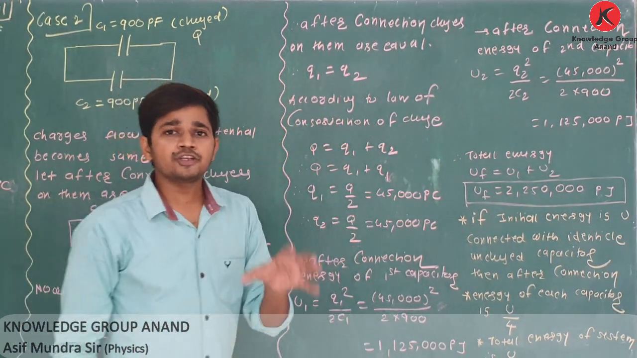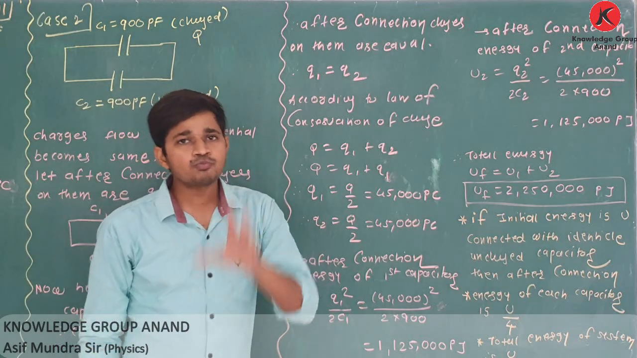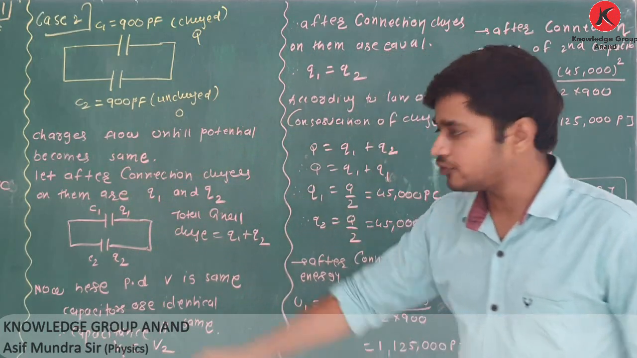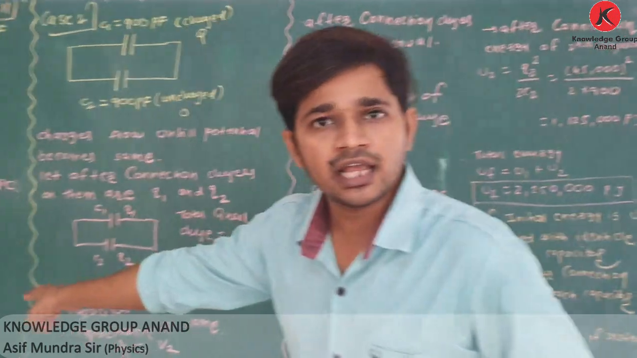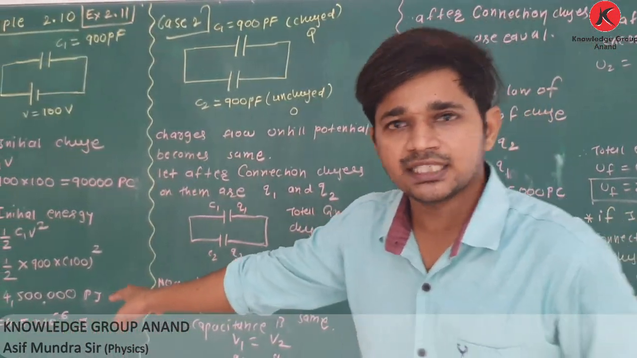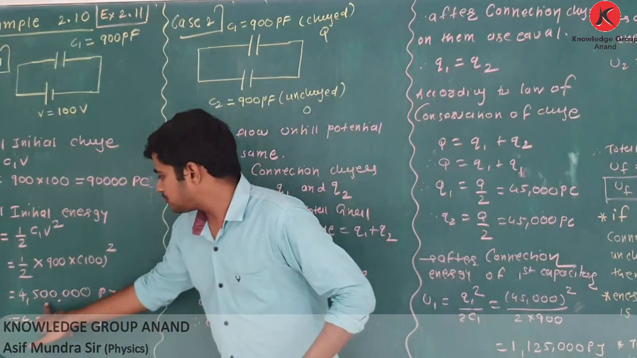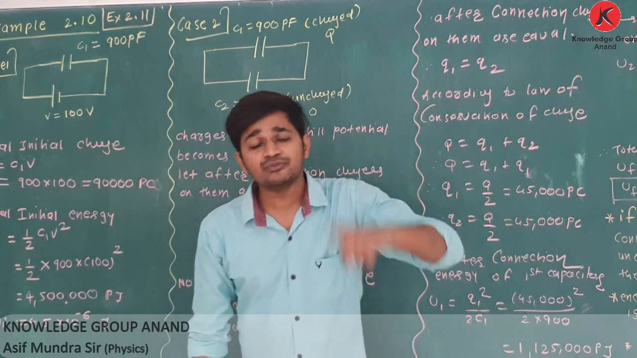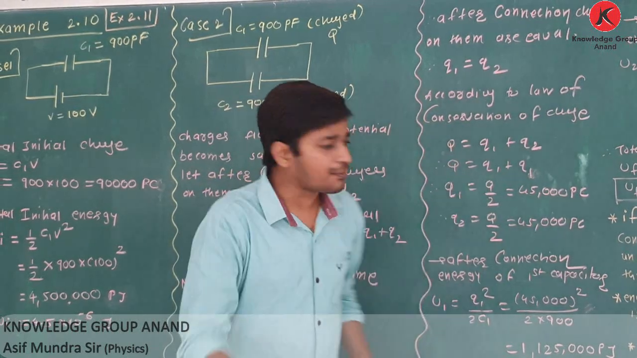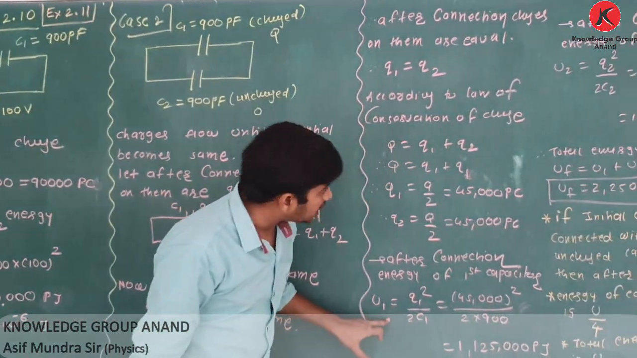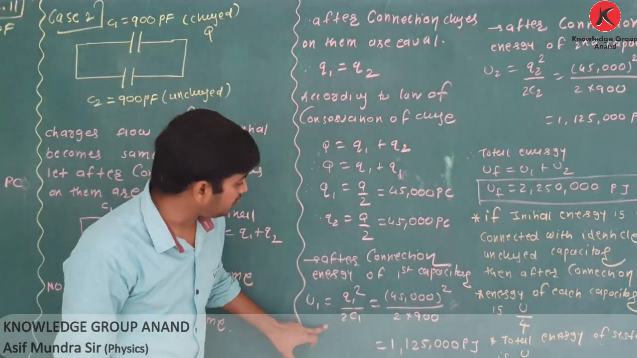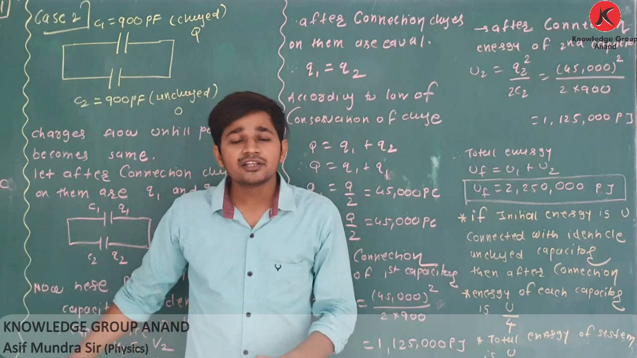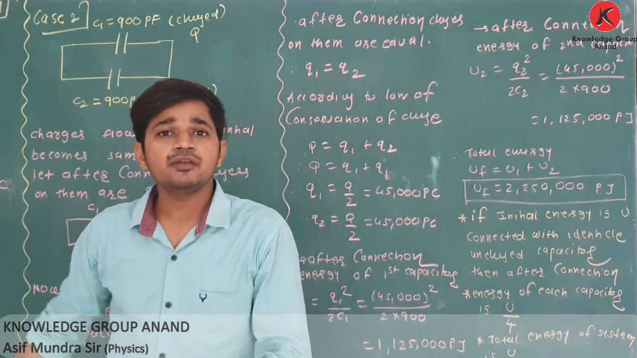But for the MCQ part, what is the conclusion of this whole sum? See what is the total energy. Observe what is the total energy. It is 450,000 picojoule. After connection with an identical uncharged capacitor, what is the energy of each capacitor? See, it is equal. And it is nothing but the initial energy divided by 4.